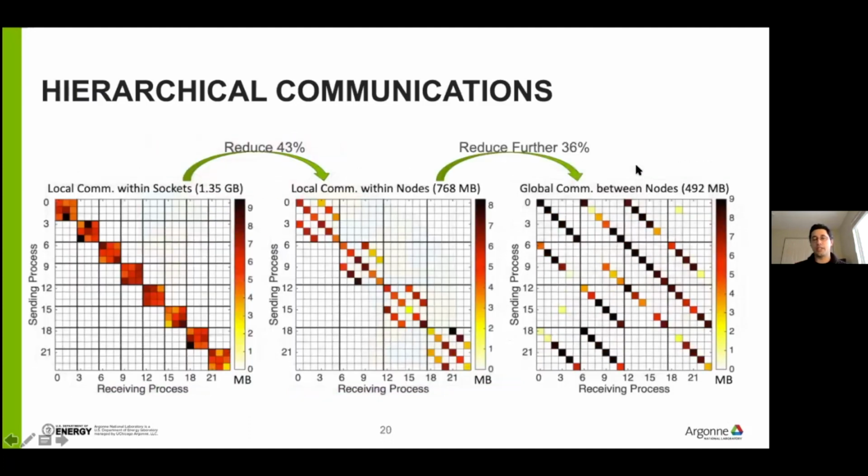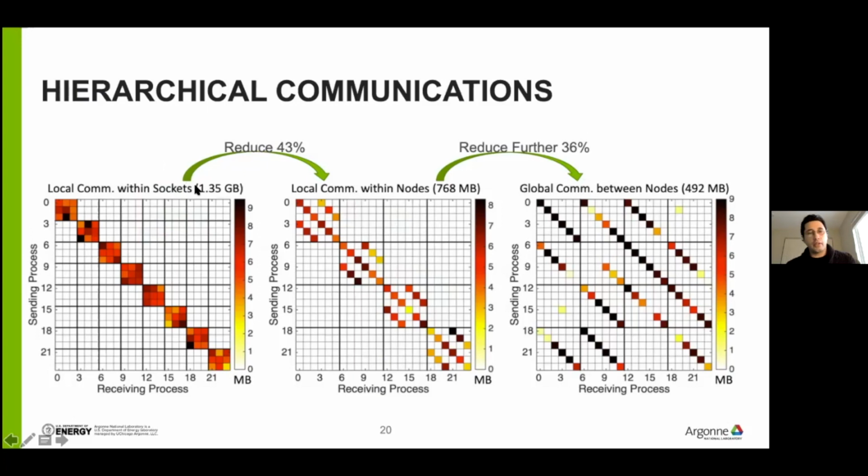You can also do the same thing between the internodes. So there are actually several levels at which you can apply this communication optimization. The first level is the local communication within the sockets, and then you can consider the communication within the nodes, and then the communication between the nodes. And this 3-level hierarchical communication significantly optimizes the data volume that is being exchanged on each level.